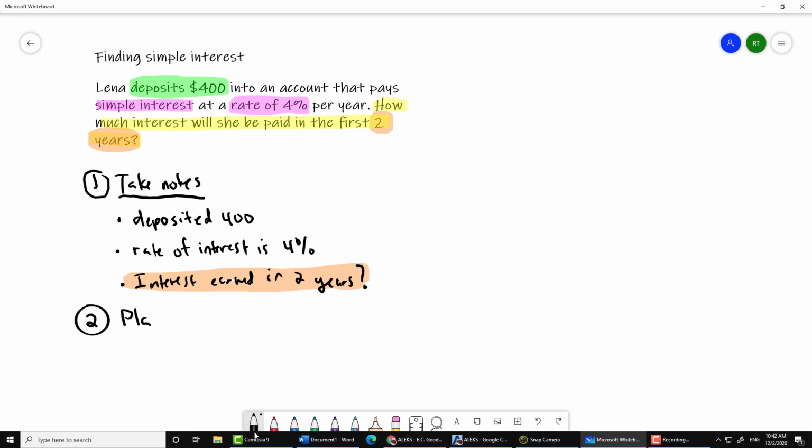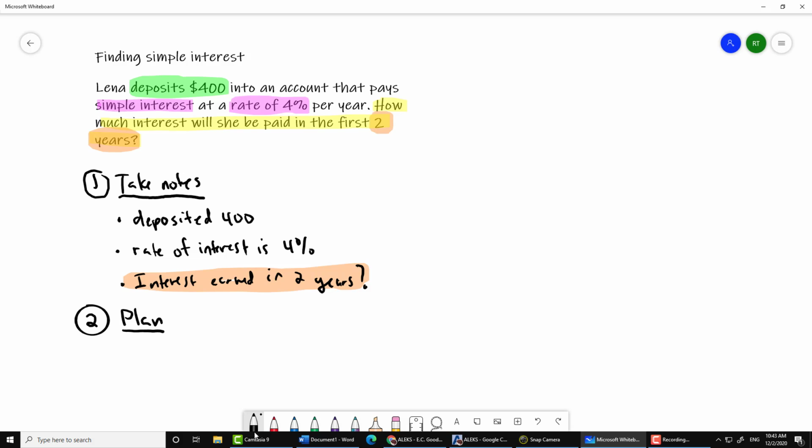Step 2 is going to be to plan. What do we have to do to solve this problem? This is the hardest step always, because you're not being told exactly what you have to do. You have to come up with a plan for yourself. But usually this step is based on what I took notes on. I say, okay, what new information can I come up with? Are there any formulas I'm going to need? Can I write an equation?